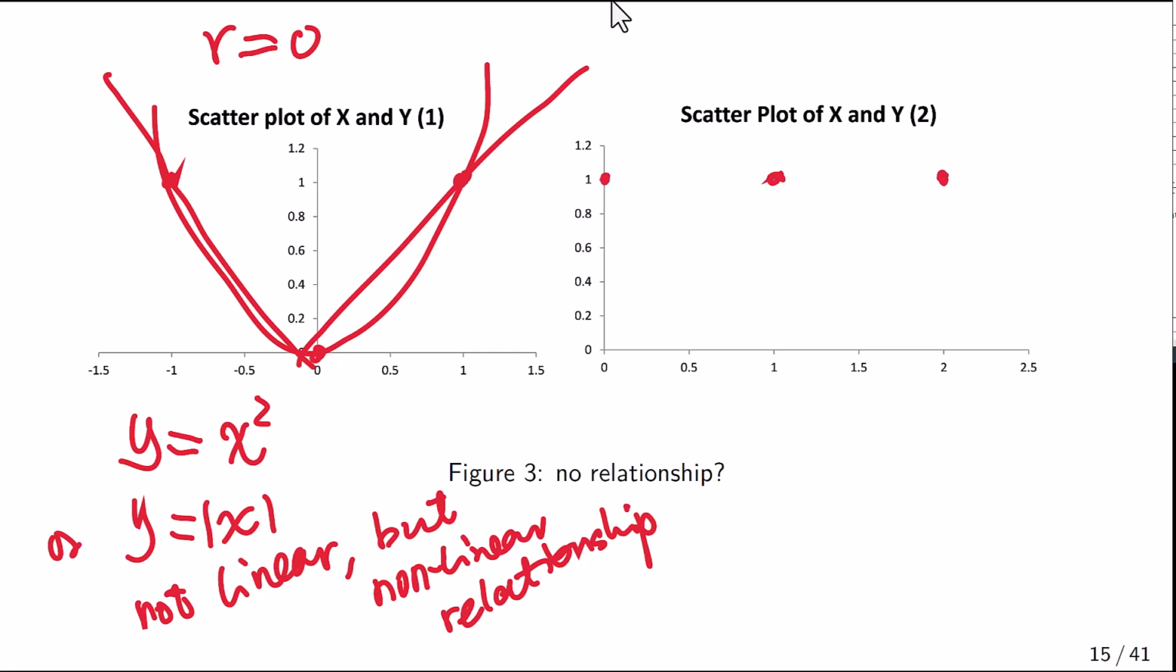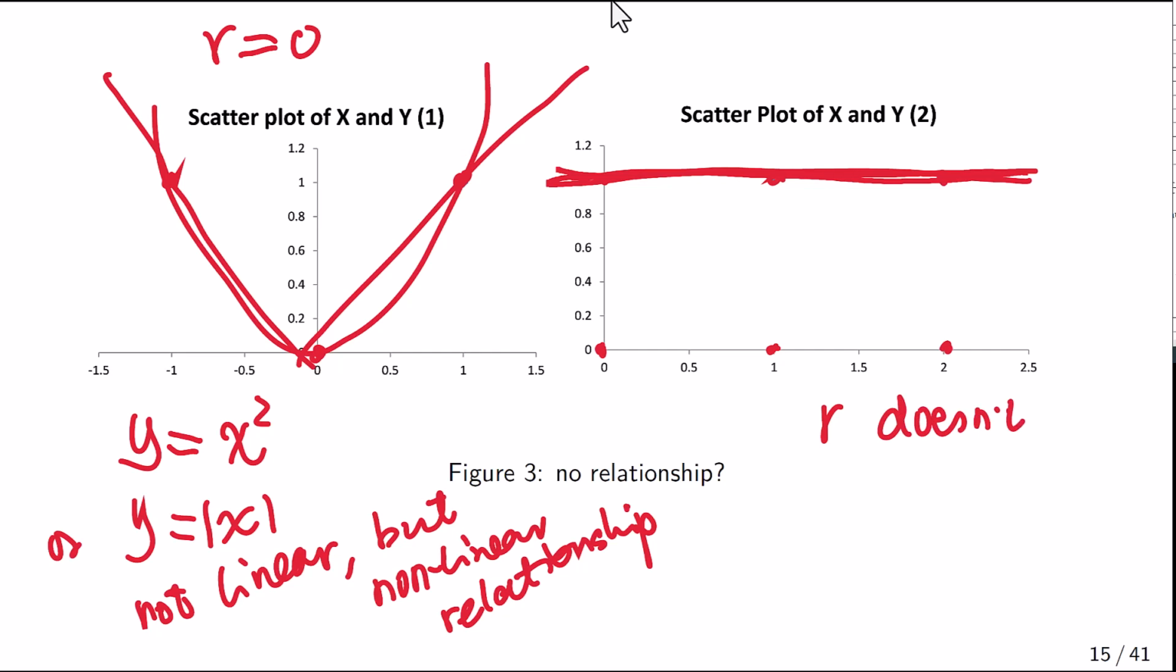You can see no matter what value of x, either x is 0, 1, or 2, y is always 1. You see, it's flat. So in this case, y does not change when x changes. In this case, how to interpret, because in this case r does not exist even, right? Because we have a 0 denominator.